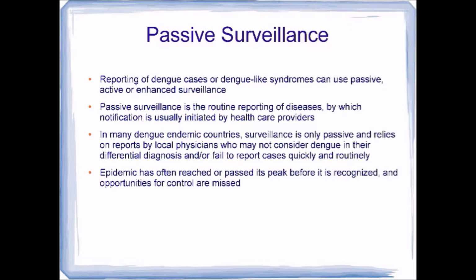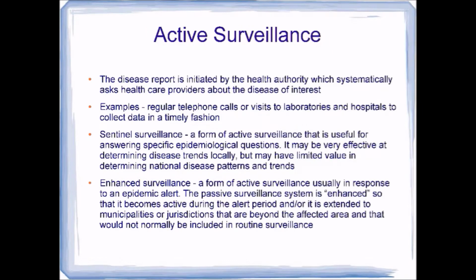As a result, an epidemic has often reached, or passed its peak before it is recognized, and opportunities for control are missed. Designating dengue as a notifiable disease that is covered by public health legislation is one way to increase compliance with reporting. In active surveillance, the disease report is initiated by the health authority, which systematically asks healthcare providers about the disease of interest. This involves outreach by public health authorities to stimulate reporting. Examples include regular telephone calls or visits to laboratories and hospitals to collect data in a timely fashion.